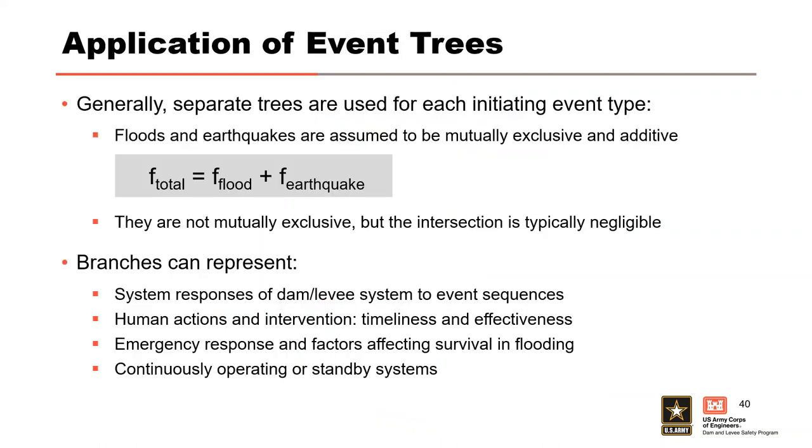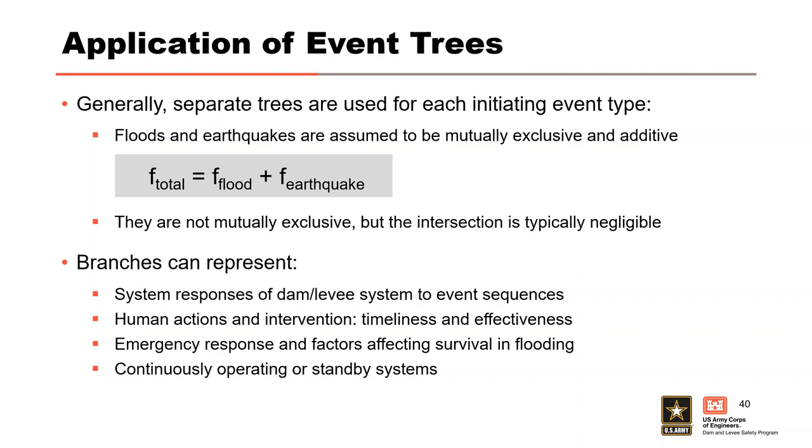Generally, as discussed previously, we're going to use separate trees for each initiating event type, flood and earthquake. For simplicity, even though they are not, we will almost always assume them to be mutually exclusive. This way, we can keep them separate and can simply add the probabilities to get the total failure probability. Although flood and earthquakes are not mutually exclusive, the odds of having an earthquake at the same time as a large flood event are low and typically negligible.